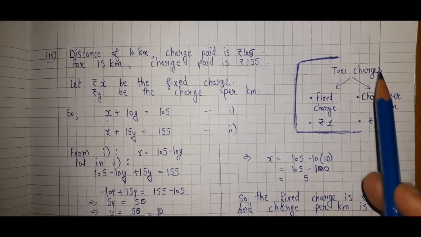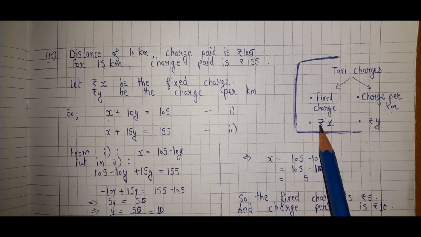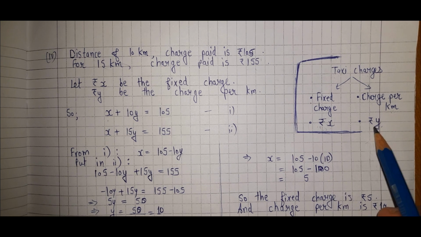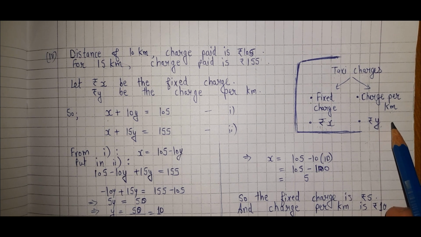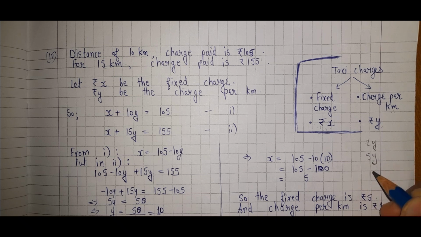The taxi charges a fixed charge and a charge per kilometer. Let rupees X be the fixed charge and rupees Y be the charge per kilometer. That is, for traveling 2 kilometers you have to pay 2Y. For 5 kilometers you have to pay 5Y. For 10 kilometers you have to pay 10Y. And for 15 you have to pay 15Y.